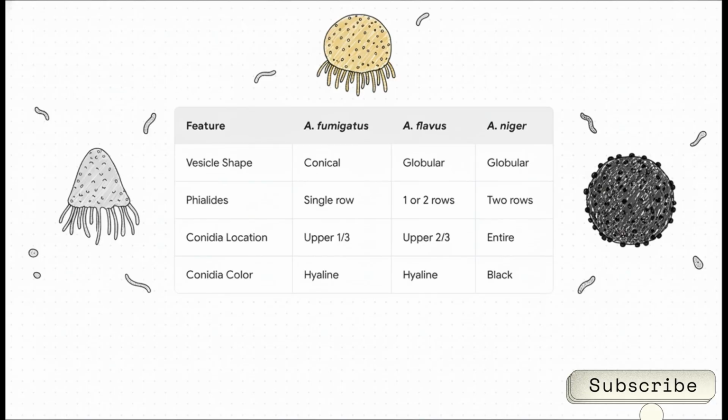Notice that fumigatus is the odd one out with that conical vesicle. The other two are globular. And look at the phialides. Those are the structures that produce the spores. Fumigatus has just a single row, on the top part only. Flavus and niger have more, but the key is that niger has 2 full rows and its black conidia cover the entire vesicle. Master this table and you will absolutely nail any species identification question they throw at you.